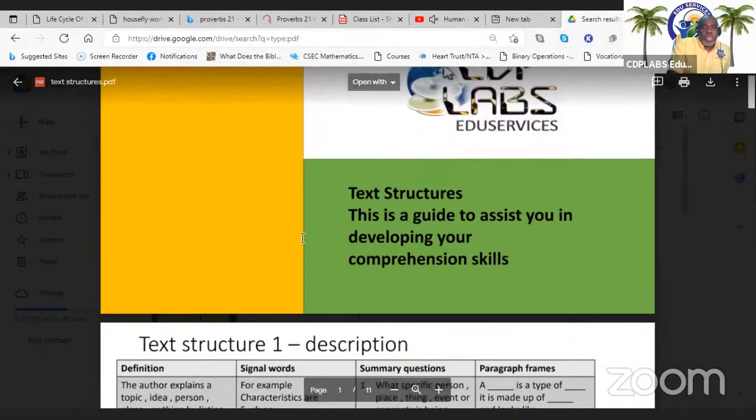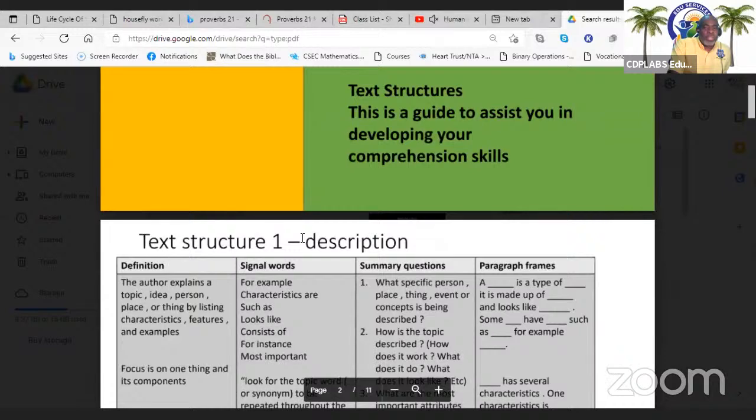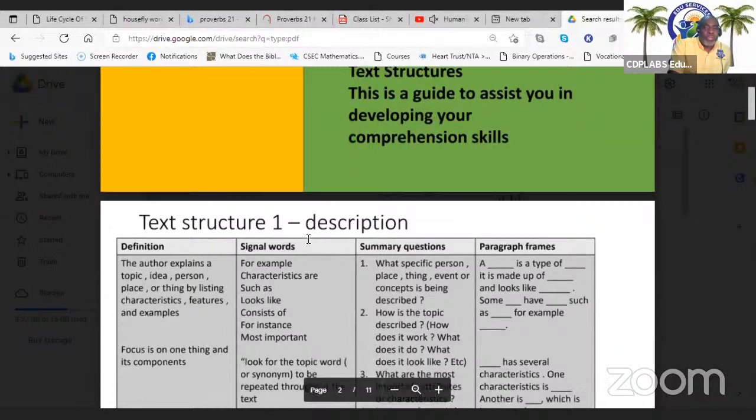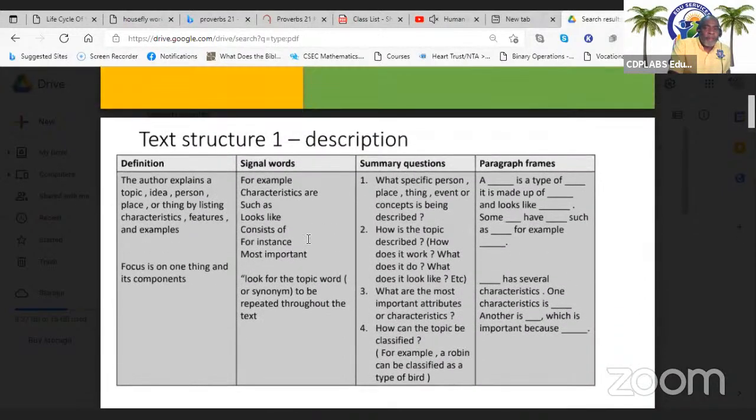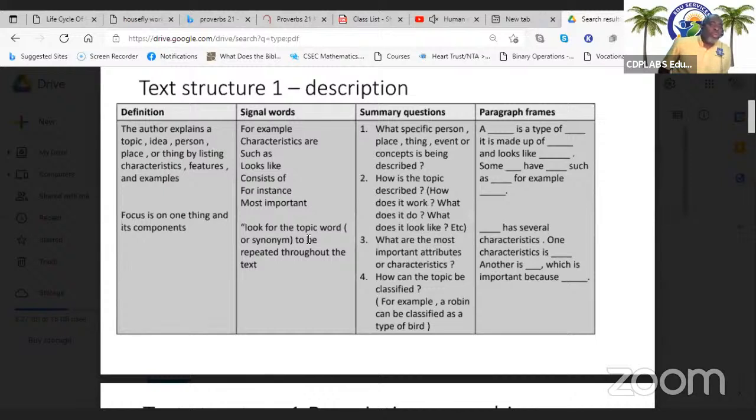All right. Now, the text structures are a guide to assist you in developing your comprehension skills. Now, we mentioned description a while ago. When you're reading the textbook, because there's a textbook online, a revision guide, much easier on the eyes.